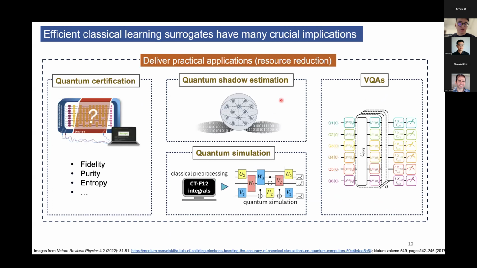And the second one is that if we can deliver efficient classical learning surrogates, then we can benefit many practical applications, especially those around expectation value calculation or mean value estimation, like quantum certification, quantum shadow estimation, quantum simulation, or variational quantum algorithms. All of them can be recast as computing expectation values, right? So if we have classical learning surrogates, we can substantially reduce the required quantum resources, because we can move the computational burdens to the classical side.